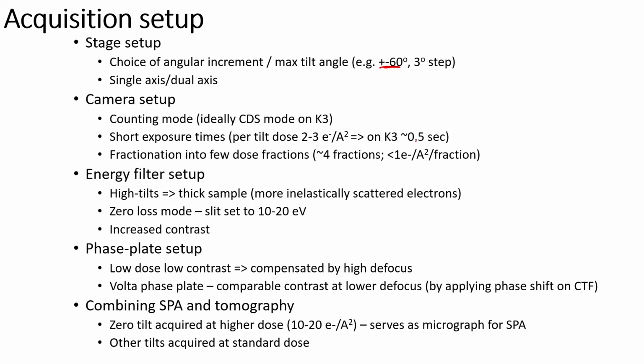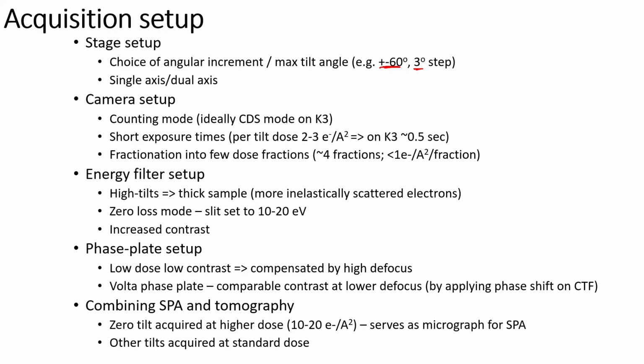rotation per 3 degree step, this will end up in 40 tilts per series, plus 1 tilt for the 0 angle, so in total 41 exposures. We will discuss a little bit later, just a few slides later, why we can acquire in single axis or dual axis mode. In general, we are acquiring in single axis where we are tilting only one axis of the sample.